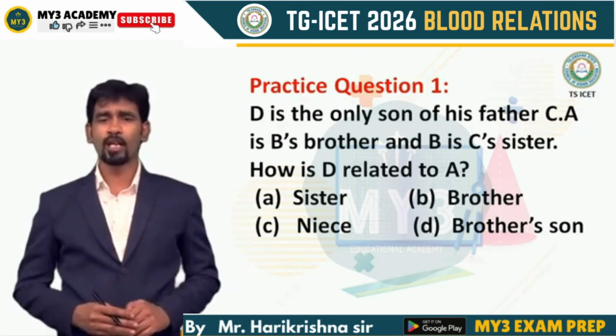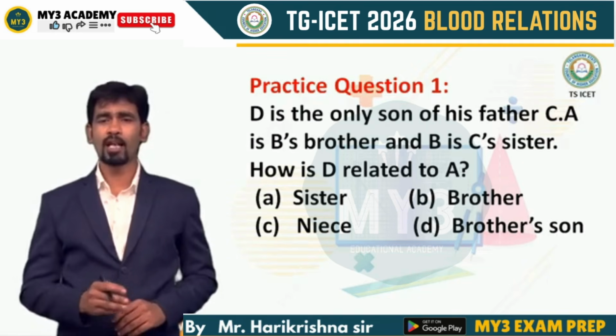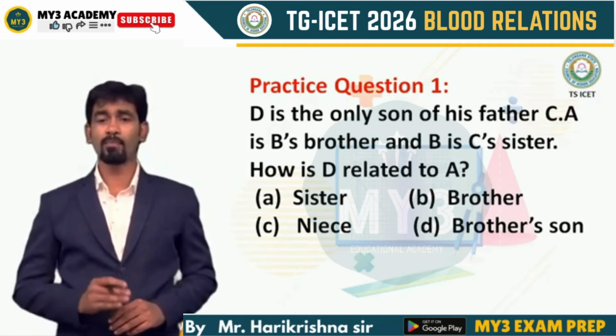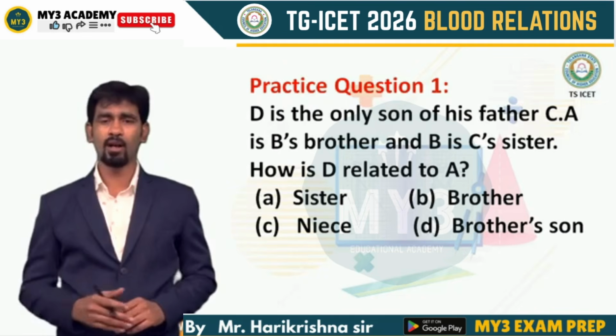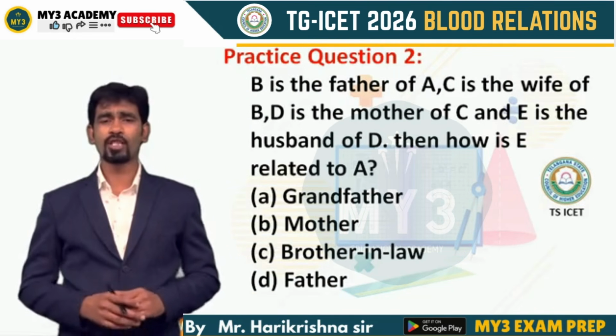Practice question number 1. D is the only son of his father C. A is the brother of B's brother, and B is C's sister. How is D related to A?